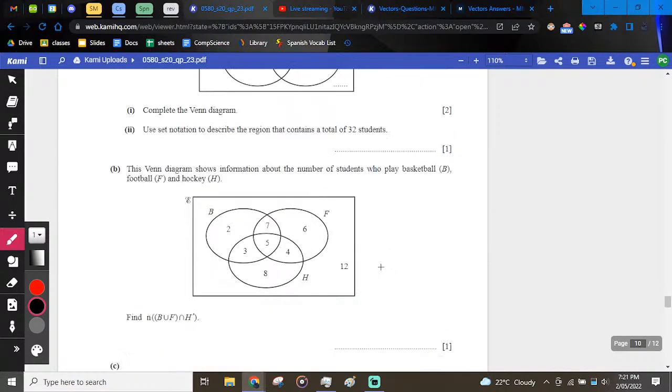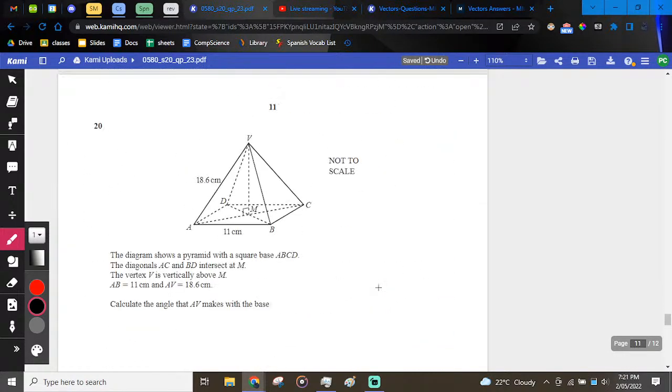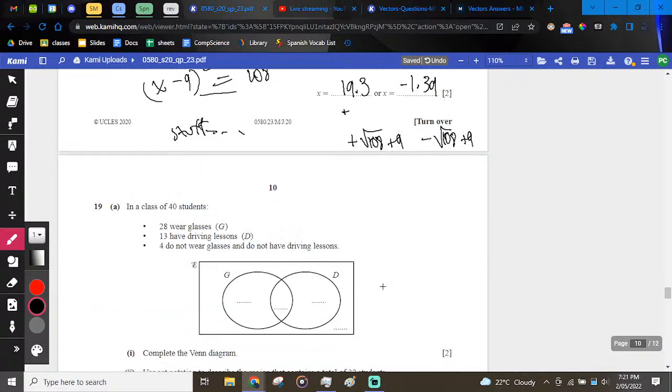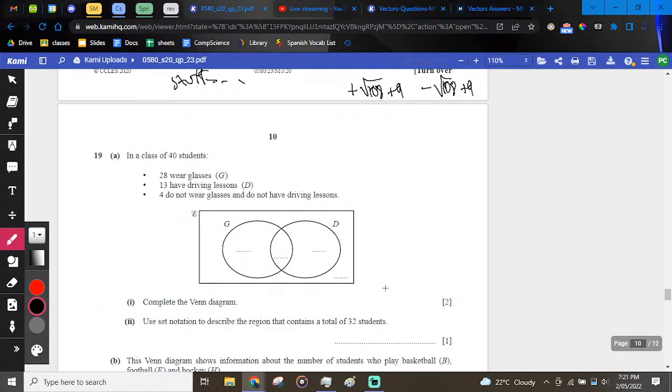Okay, last couple of pages. 3 pages. Speed run, or whatever is considered speed. Class of 40. Glasses, driving lessons, not wear glasses. Ha, this one's easy. The 4 goes outside because both of them do not agree. And using 28 and 13, we can make an equation. 40 minus 4, 36 people are here total inside G and D.